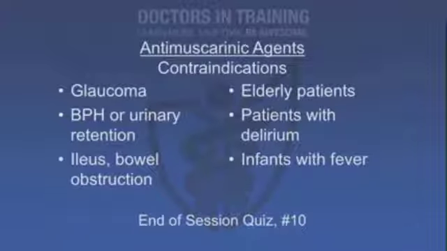Elderly patients, sometimes we forget that antimuscarinics can cause delirium, and in elderly patients, it can certainly happen. Patients with delirium in general, so if you have someone who has some other psychiatric disorder or other problems, you don't want to give them antimuscarinic agents. And then infants, in general, you don't want to use it too often, but infants with a fever, you want to use it even less.